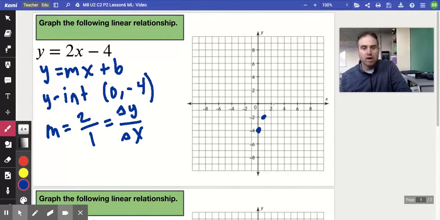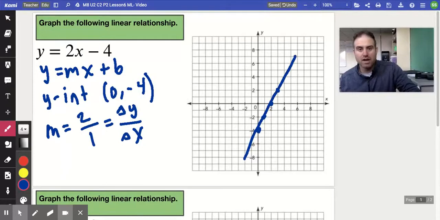Up 2 and right 1. So we are getting more ordered pairs that are on our line. And eventually, we can go ahead and we can connect those dots. And these points will form a line.